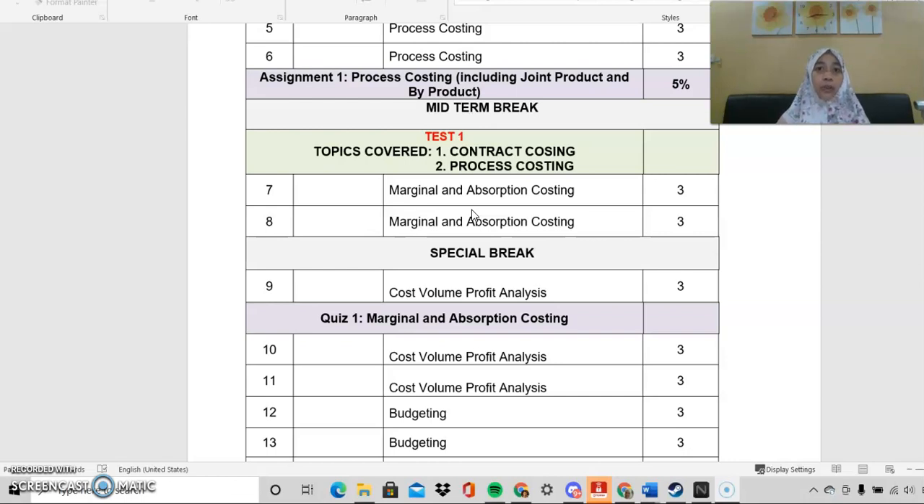Now you look into your profit statement. The bottom line, when you do a business, is that you want to get a profit. So you want to determine whether you are making a profit or you are generating losses. That will be covered under your marginal and absorption costing. Next, you will look into your CVP analysis. In your CVP analysis, you look into the relationship between your cost, volume, and profit. So it's more on the management side now.